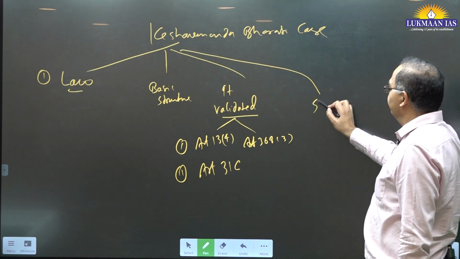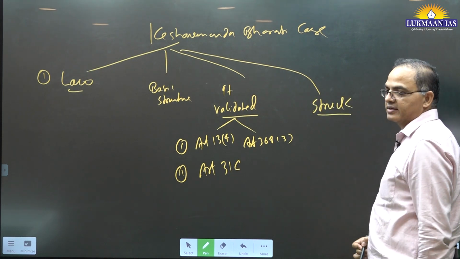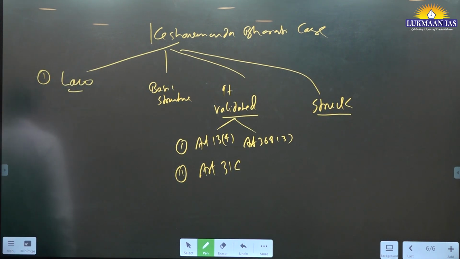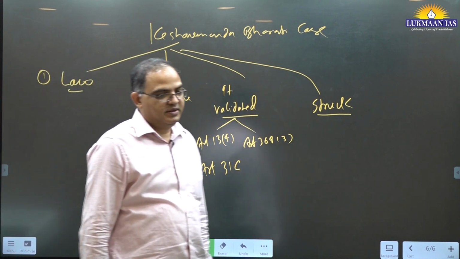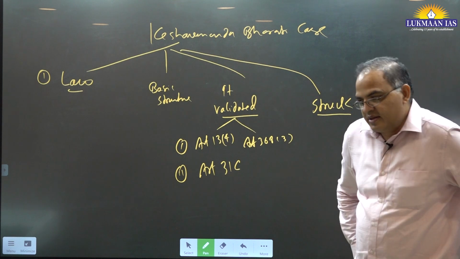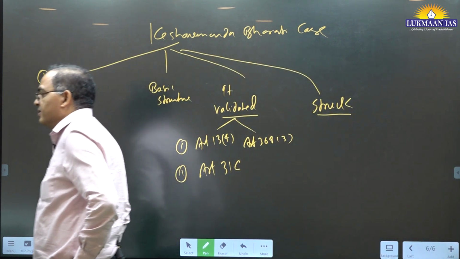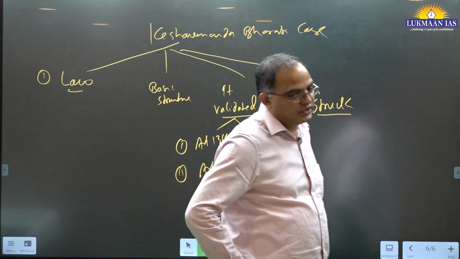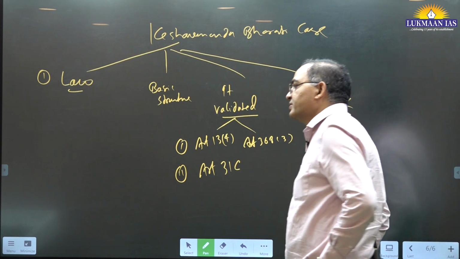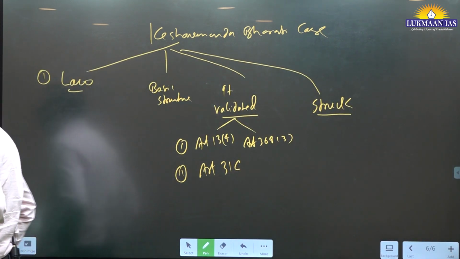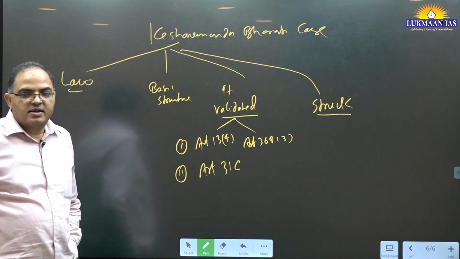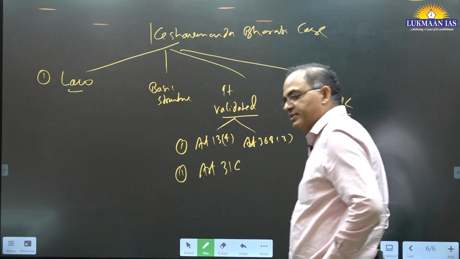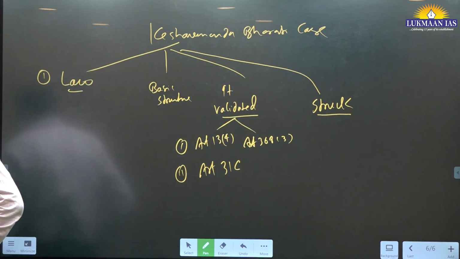So what did it strike? It struck the purview of judicial review, which was kept out of Schedule 9. That is, the judiciary can review Schedule 9. Judiciary can review Schedule 9.